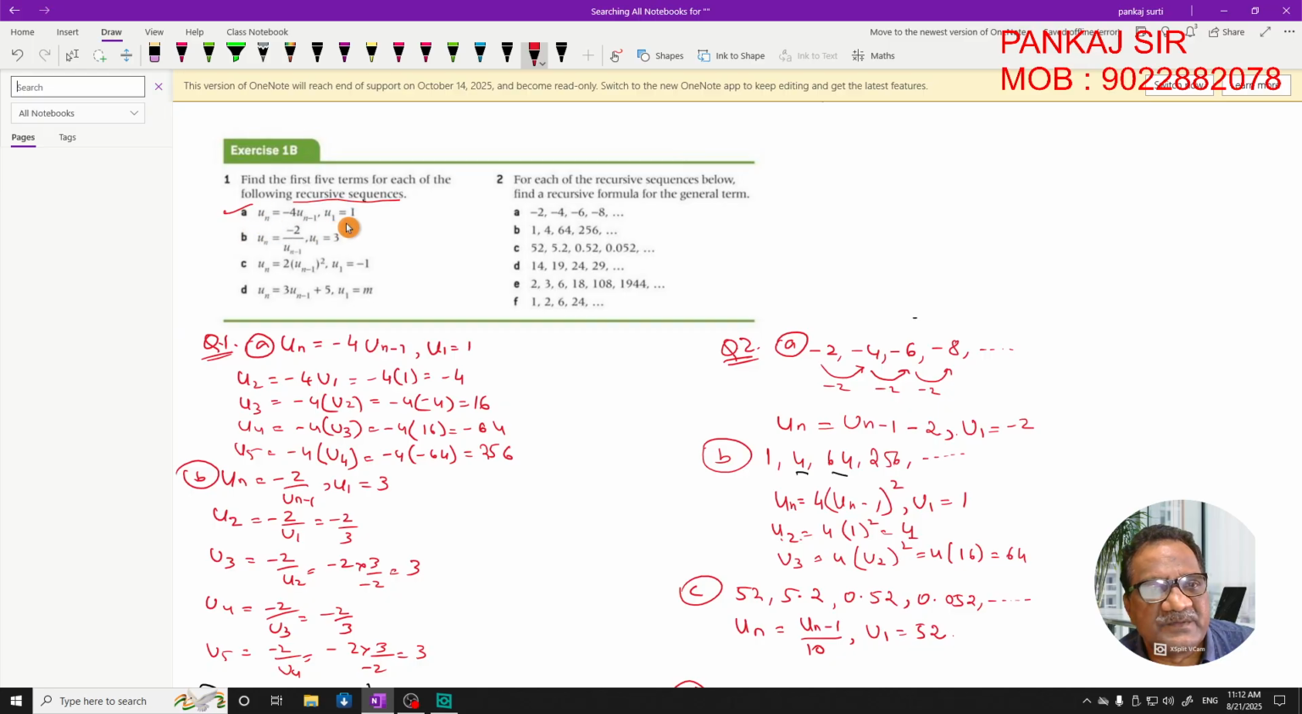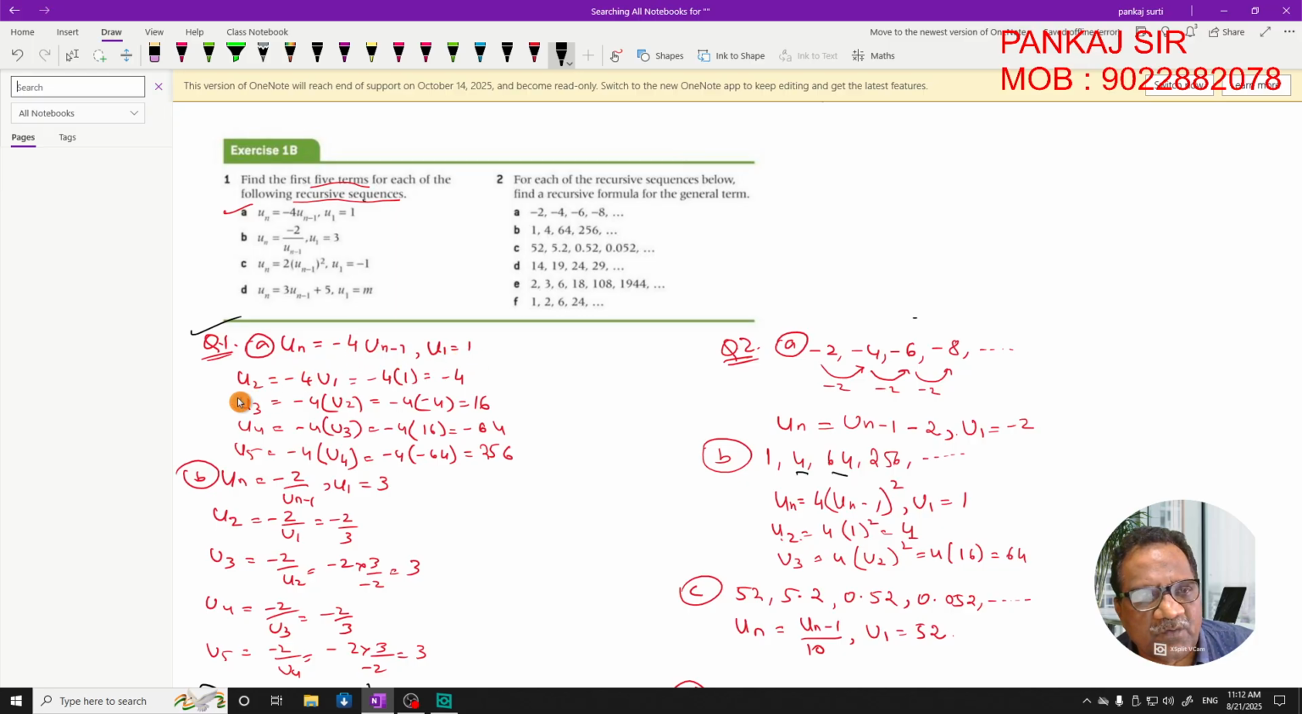This is the information given and the general term of the recursive sequence. From this general term, you have to find out the first 5 terms. Okay, first 5 terms, find out. So I have worked out over here for you. It's question number 1A. un is equal to minus 4 times un minus 1, given that u1 is 1. So first term is 1.